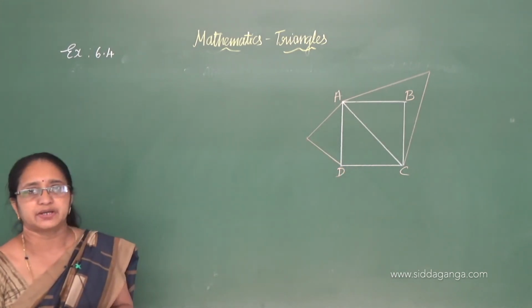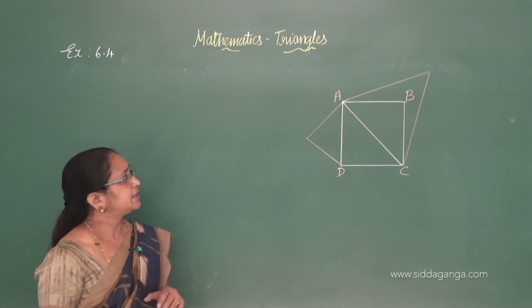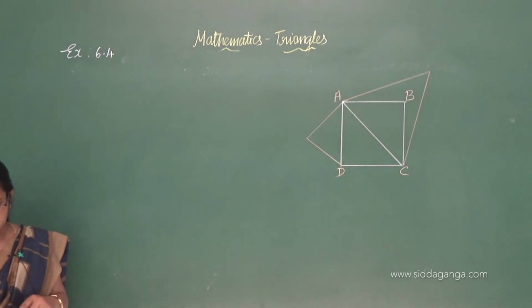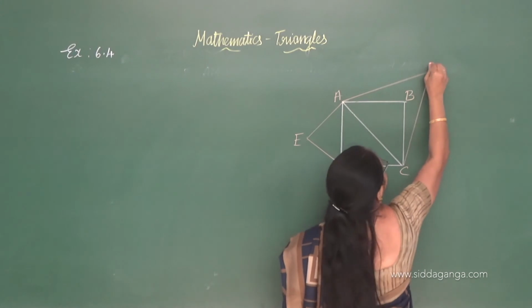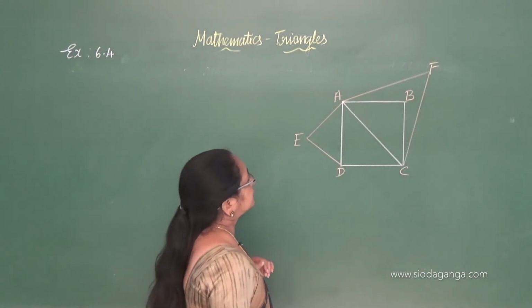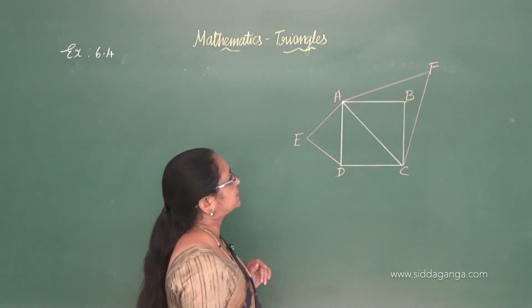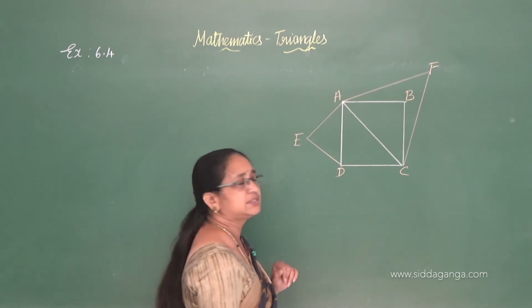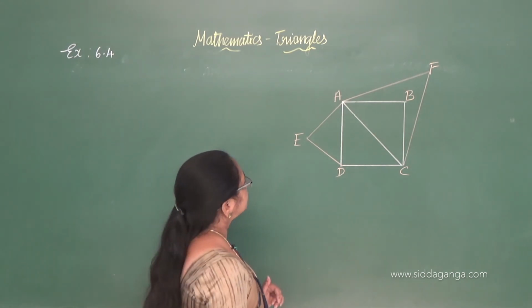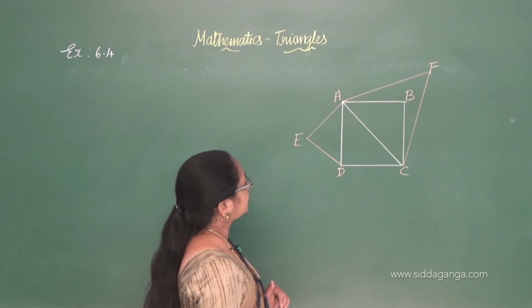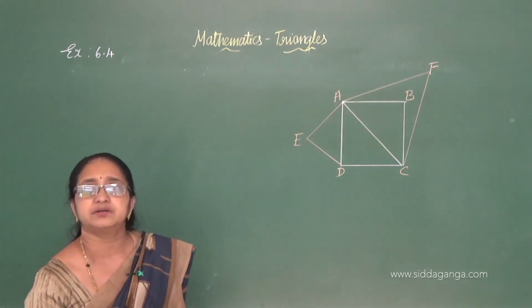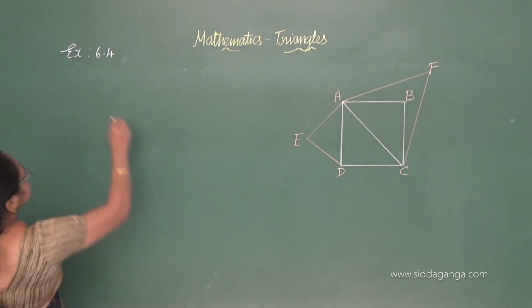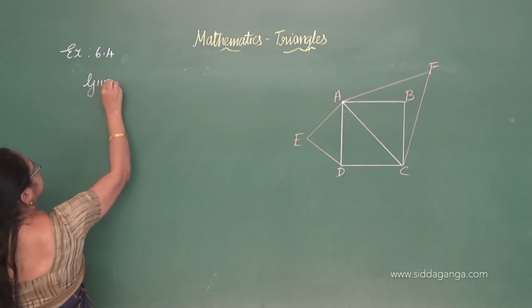ABCD is a square. So you can write the given: ABCD is a square, and AFC is an equilateral triangle which is described on the diagonal AC. Then triangle AED is described on the side AD. So this is what you have to write in the given. So let us write given.